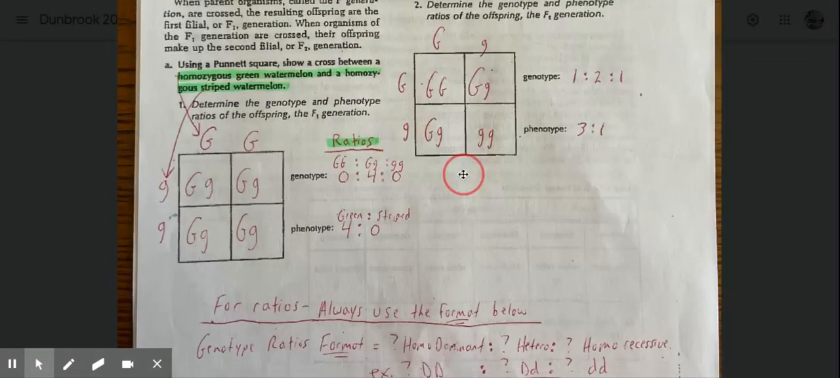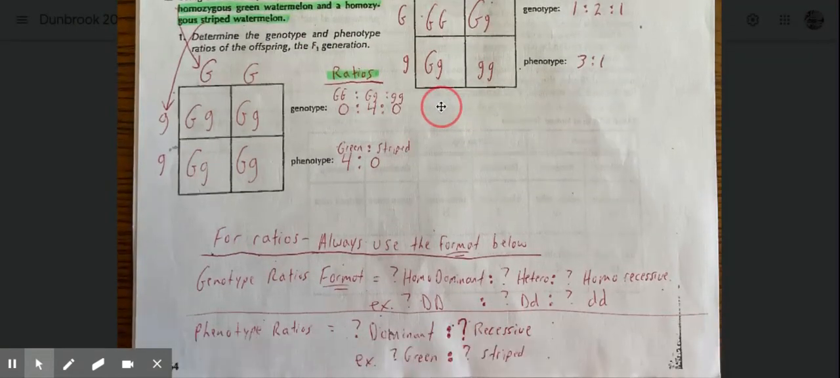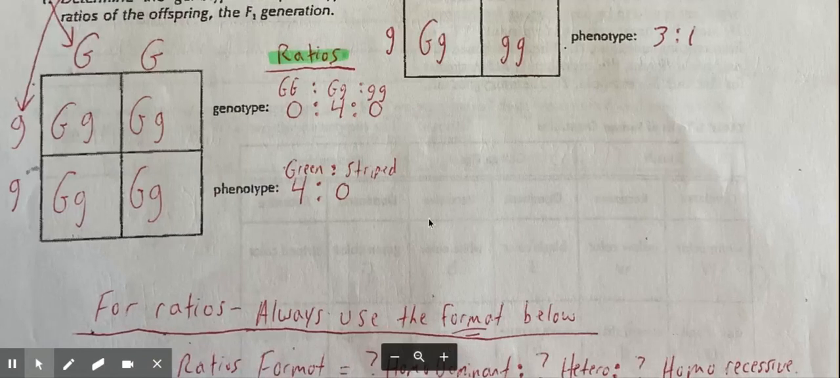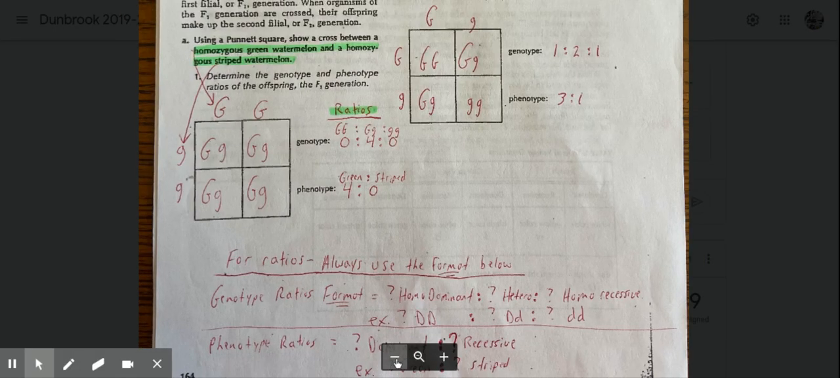This is the important part of this lab, or this activity. Genotype and phenotype ratios. Every time we write these, they're in the same format. Please pay attention to this. For the genotype ratios, the format is how many homozygous dominant, how many heterozygous, and how many homozygous recessive.